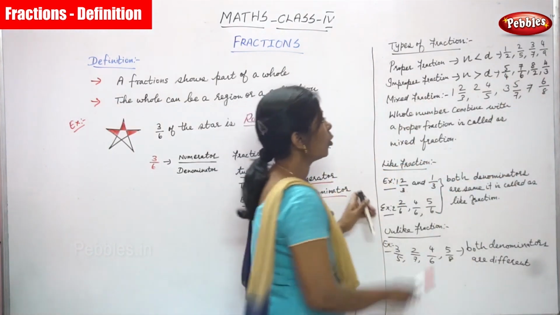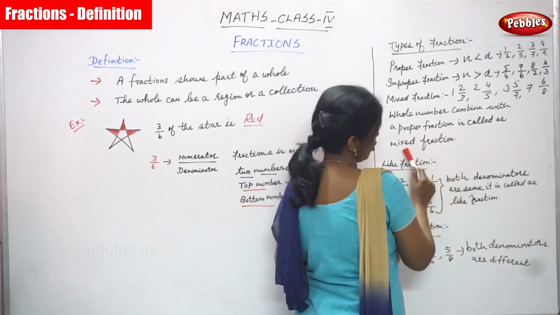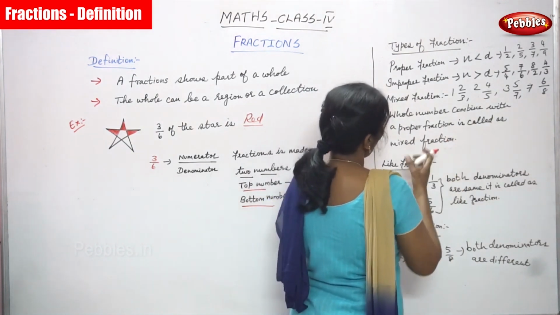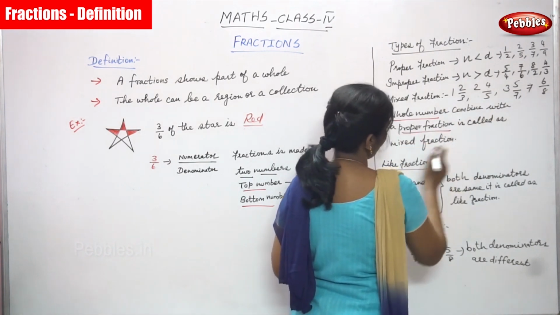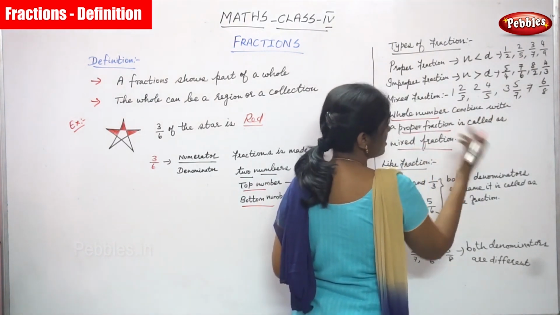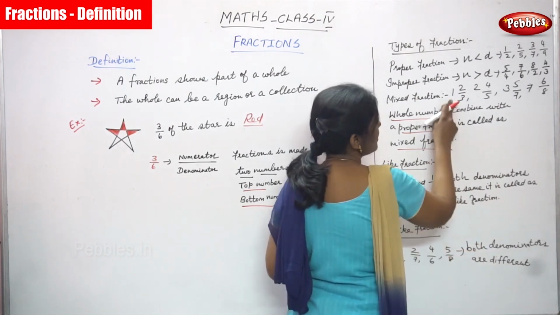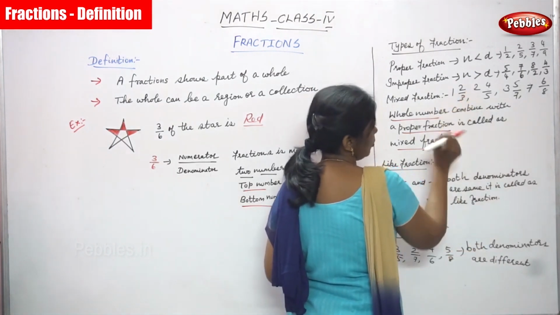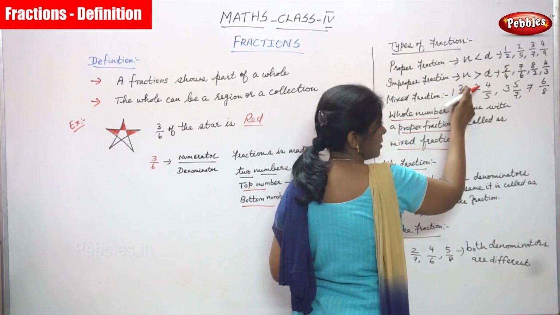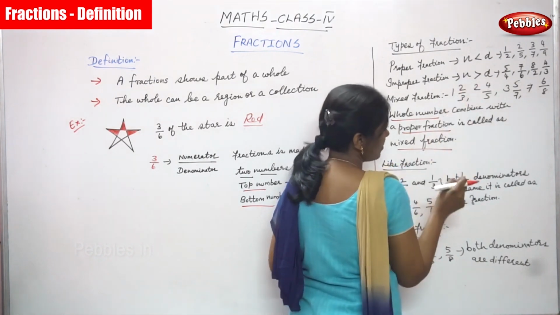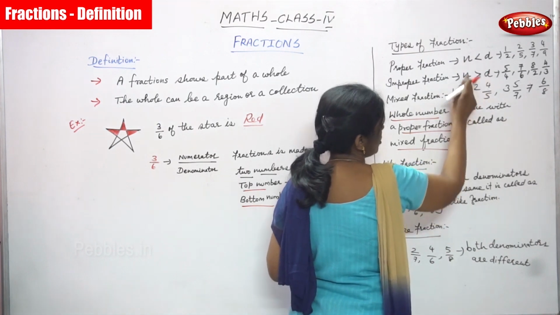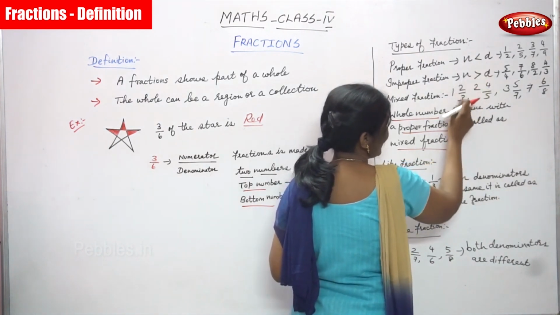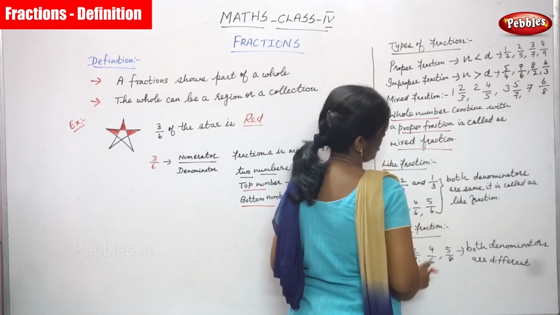Mixed fraction: a whole number combined with a proper fraction is called a mixed fraction. Combining means joining together. Here, 1 is a whole number, and 2 by 3 is a proper fraction because 2 is the numerator and 3 is the denominator. 2 is less than 3, the numerator is less than the denominator. So it is a proper fraction.